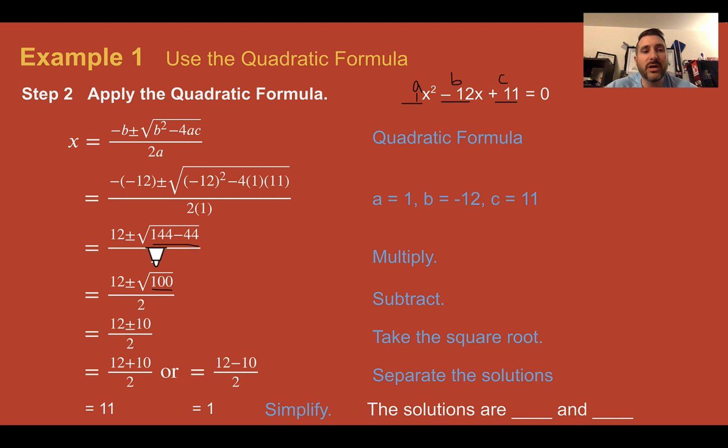Now I can take the square root. So the square root of 100 is 10. The plus or minus symbol is already there, so we don't need to add it again. Just the square root of 100, put the positive version. So 12 plus or minus 10, all of that over 2.